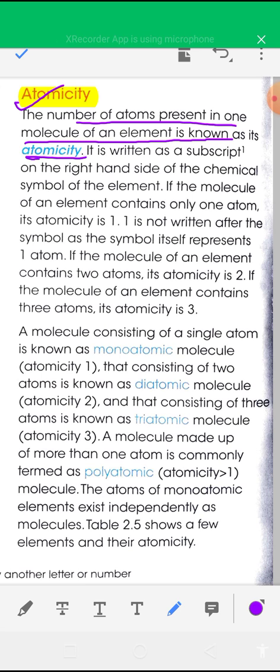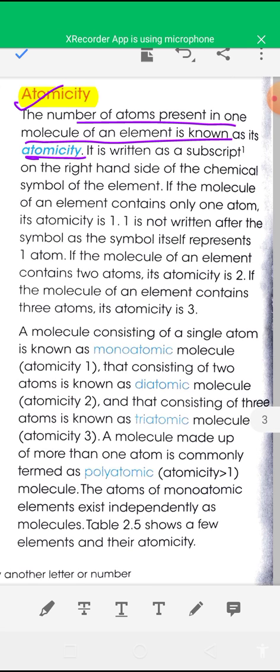For example, in an oxygen molecule there are a total of 2 oxygen atoms. In a hydrogen molecule there are 2 hydrogen atoms. In an ozone molecule there are a total of 3 oxygen atoms, okay. So atomicity is the number of atoms present in a molecule. Atomicity is written as a subscript on the right hand side of the chemical symbol of the element.